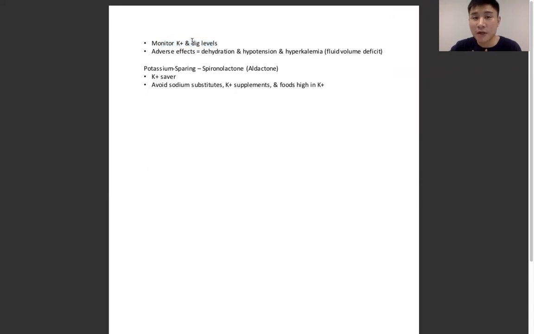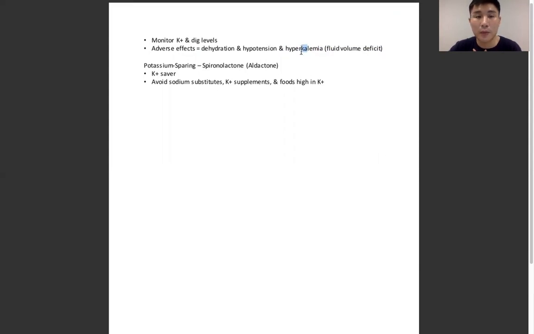Another level to monitor is digoxin. We'll talk about that later. An adverse effect of this medication is dehydration, because the patient is peeing a lot, so they're at risk for dehydration. Hypotension, low blood pressure, because this is a blood pressure medication. If we give them too much, it can severely lower the patient's blood pressure and cause hypotension. And also it can cause hypokalemia.